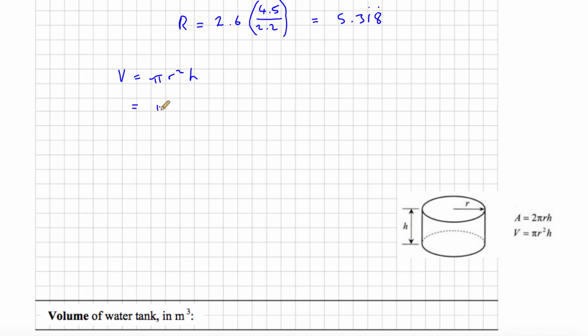So for us, that's going to be pi times 5.318 recurring, squared, and then multiplied by the height, which was estimated to be 4.5. So putting all this in the calculator, we get an answer of 399.842, and on it goes. And that's going to be meters cubed.